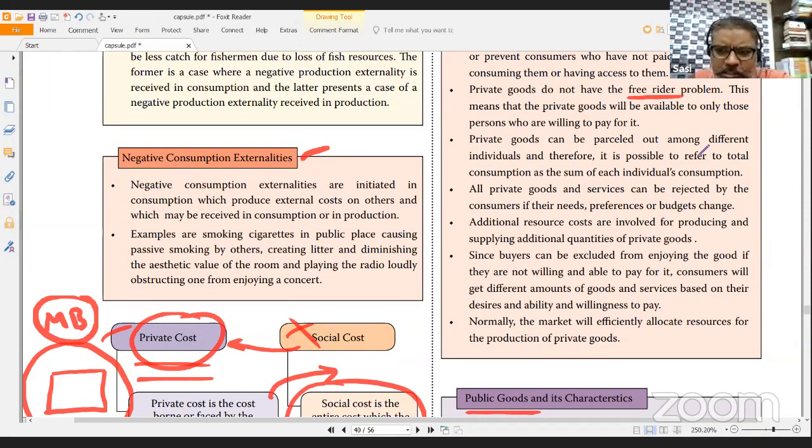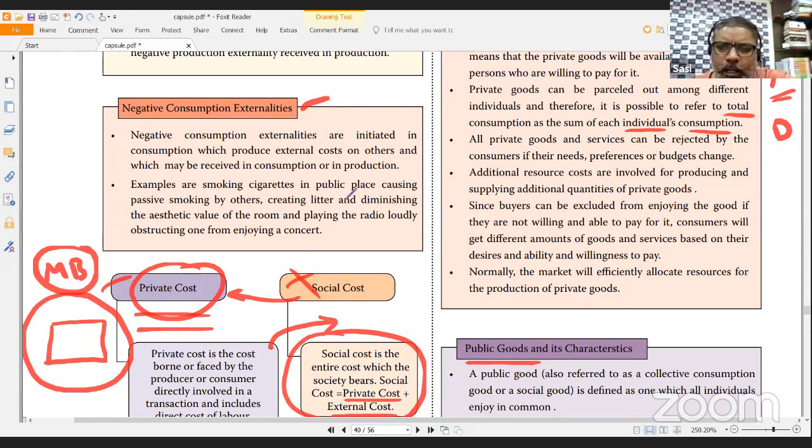And it is also possible to refer to the total consumption as the sum of each individual consumption. That is what individual demand and market demand are. Individual demand of each of the persons, add all of that, and naturally you get market demand. That is how the demand for private goods can be quantified. In the same way, they can be rejected by the consumers according to their needs, preferences, and budgets. That is possible. And when we look at the distribution and supplying of additional quantities of private goods, additional resources will cost, and some buyers can be excluded. Again, the same things are almost getting repeated. And markets will efficiently allocate resources for the production of private goods.